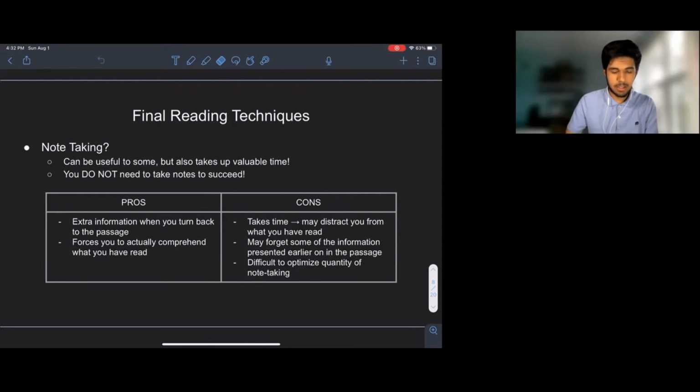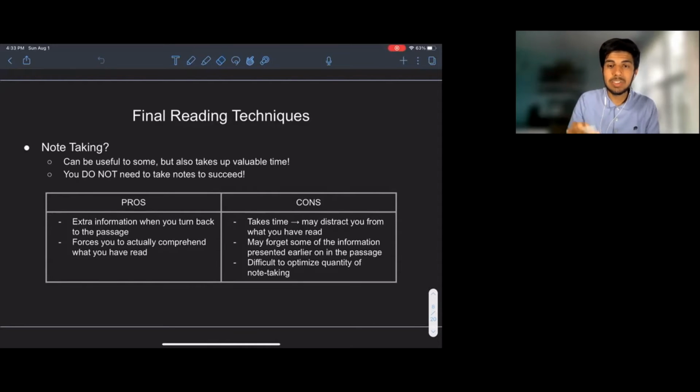So first, the pros. Well, when you take notes, it gives you extra information from when you turn back to the passage. And that can be really helpful because it gives you insight into what you were thinking at the time while reading the passage.